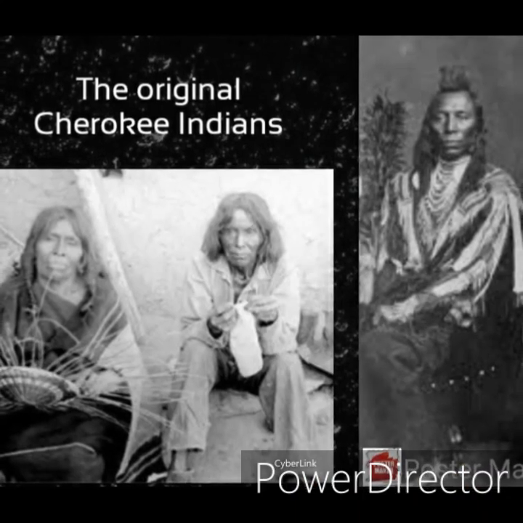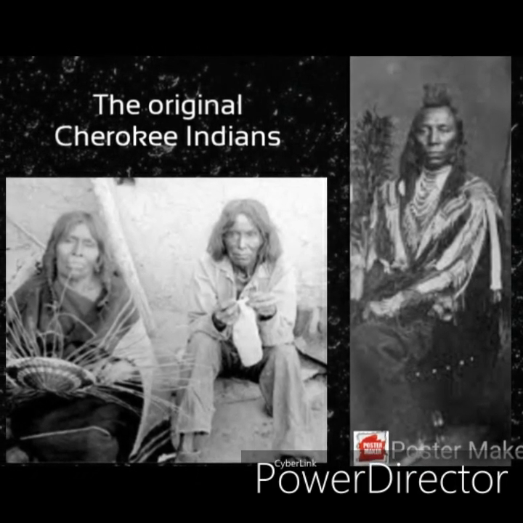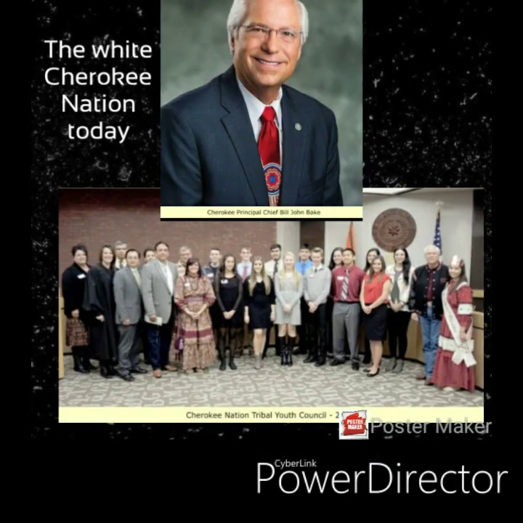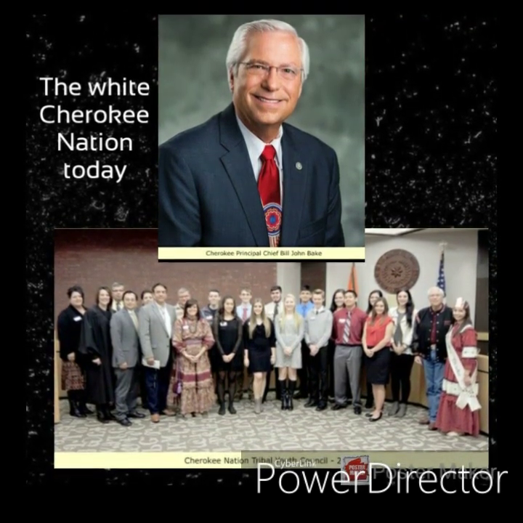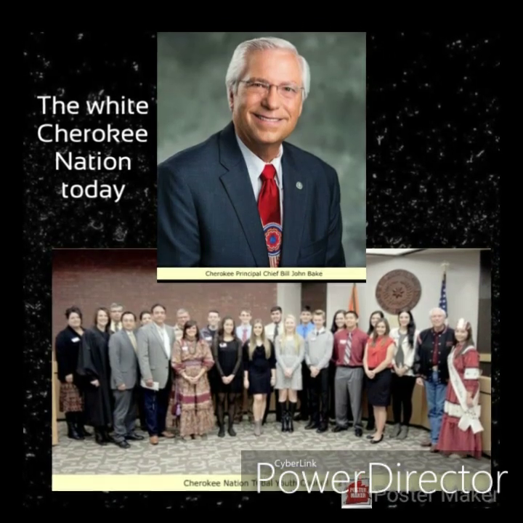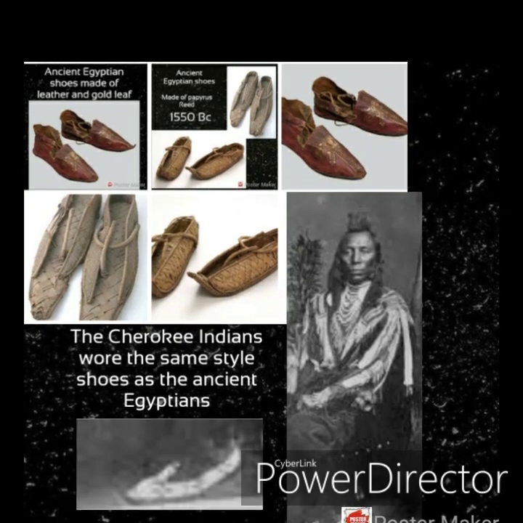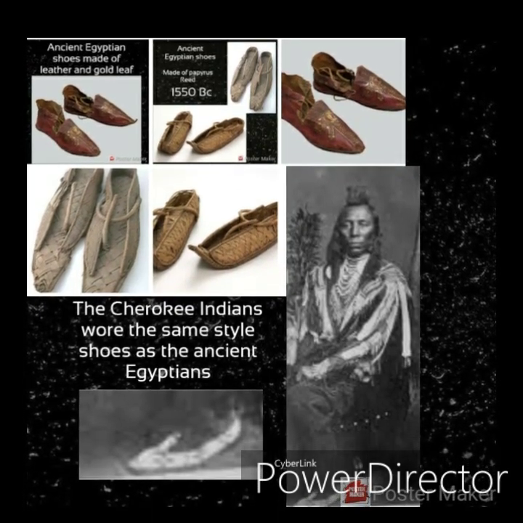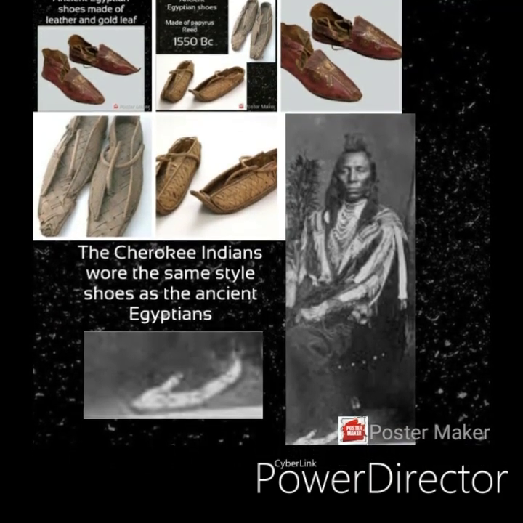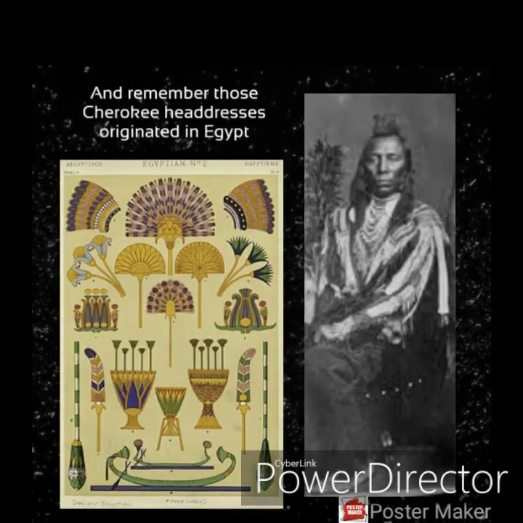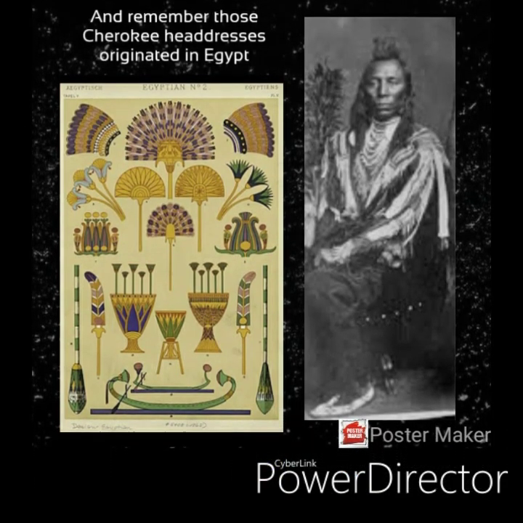The same can be said about the original Cherokee tribe. We can see how Black they were originally. And we can see the Cherokee tribe today with their white chief and their so-called white tribe, and we are told that these are the original people of America. So something that I want to point out about the original Cherokee people is that they actually wore the same shoes as the ancient Egyptians. And remember, I've shown you guys several times before that the Cherokee headdresses originated in Egypt.